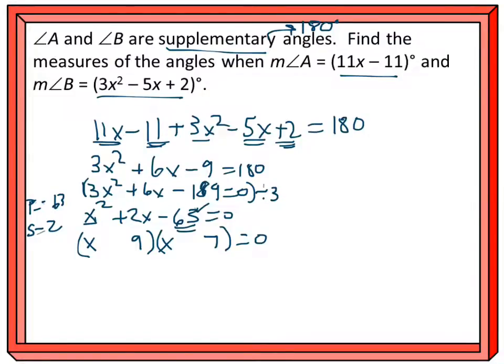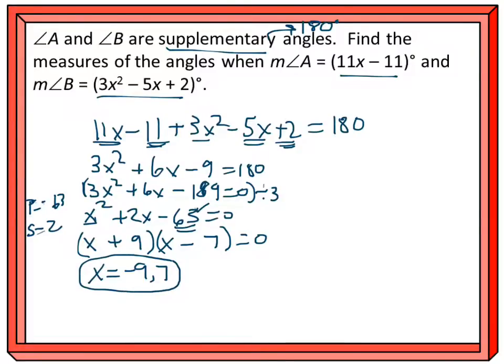Now I need it to be a negative 63, so the signs are going to be different. And I need it to be a positive 2, so it's going to be the 9 that's positive and the 7 that's negative. Alright, now these x's are lying to us. It's not really 9, it's not really negative 7. It's x equals negative 9 and positive 7. So here's the algebra part of it pretty much done.